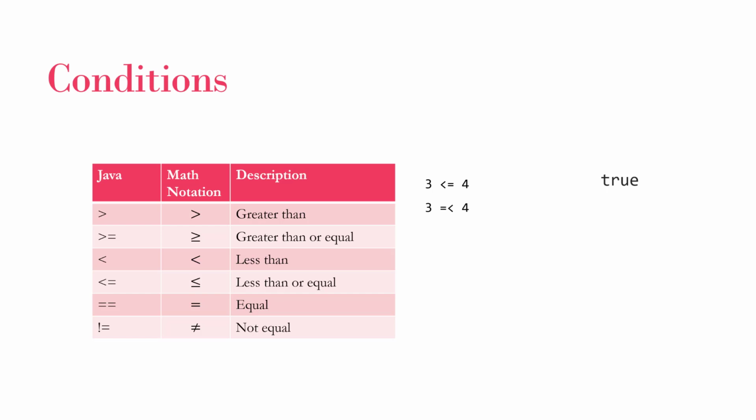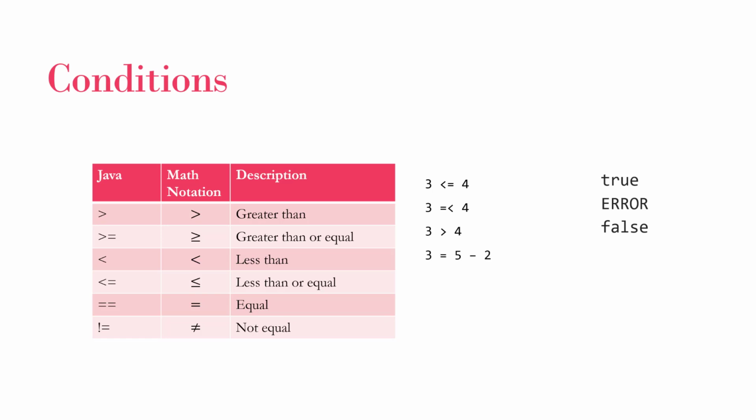What about this? 3 equal less than 4. Well, less than or equal to is not the same thing as equal or less. So this actually isn't something that Java recognizes, so it'll throw an error. We have 3 is greater than 4. That's not true, so it will determine that to be false.